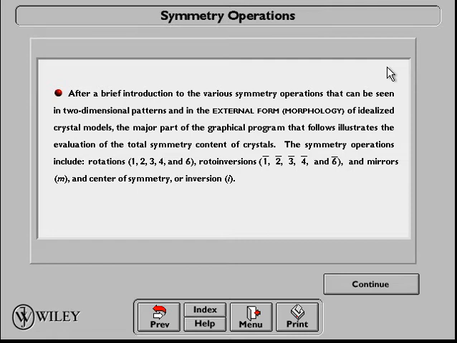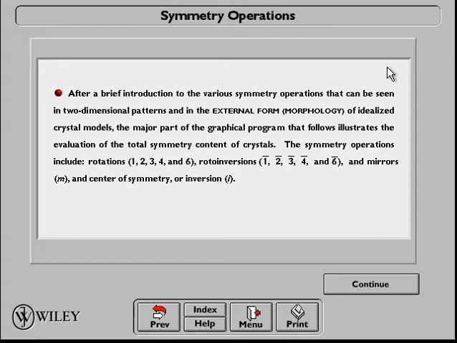Symmetry operations. Here, after a brief introduction to the various symmetry operations that can be seen in two-dimensional patterns on the external form morphology of idealized crystal models, the major part of the graphical program that follows illustrates the evaluation of the total symmetry content of a crystal.